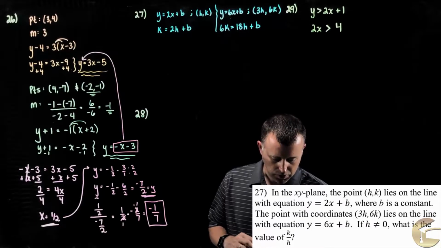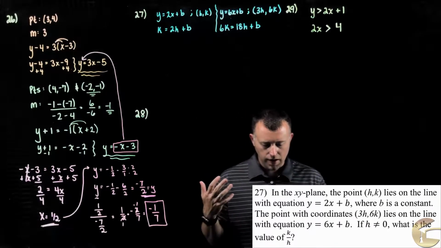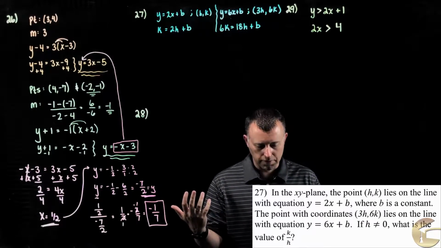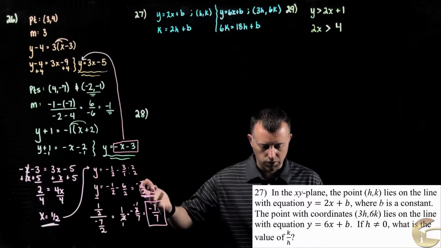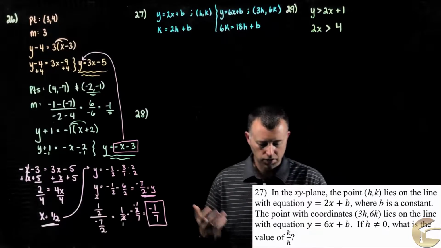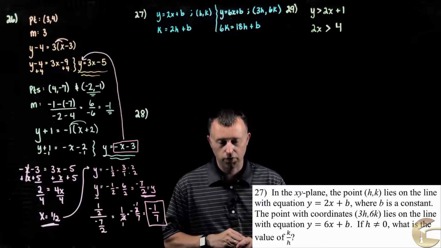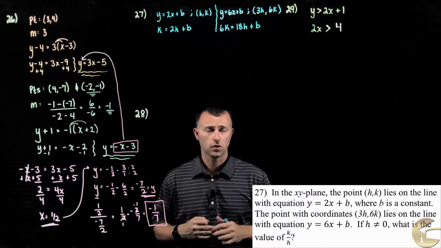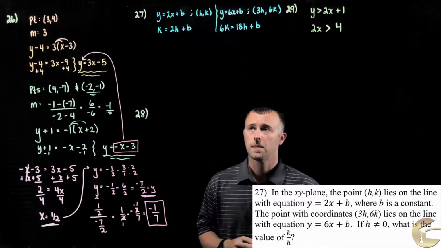What is the value? So here's what we have. We have h, we have the first line in the xy plane lies on a line with this equation. B is a constant. The point with other coordinates lies on the line with another equation, and we want to solve for k and h. So that means we have these two lines. What we're going to do is find their solution.